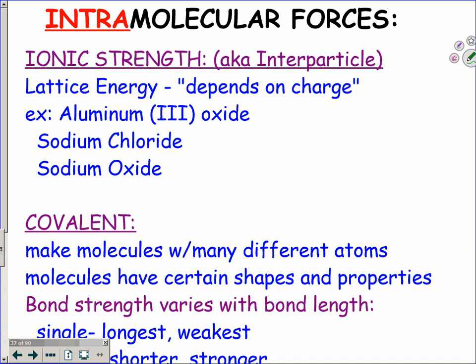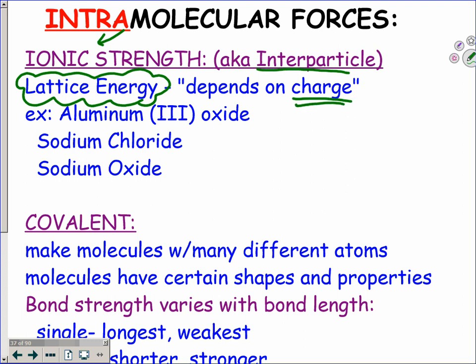Okay. Alright, so we're talking about the strength between ions when we're talking about ionic strength. So interparticle attraction, right? But it's still an intramolecular force because it's talking about an individual ionic compound. So if we have to compare the strength of ionic bonds to other ionic bonds, we need a system for that. The system is something called the lattice energy. This doesn't mean anything to you yet, but the way we determine the lattice energy, or how strongly bound that lattice is, is we look at the charges of the ions.